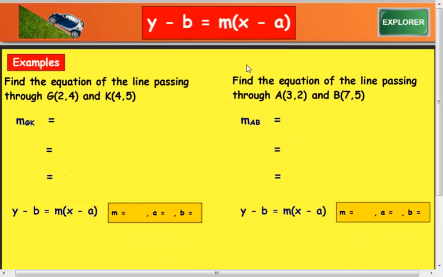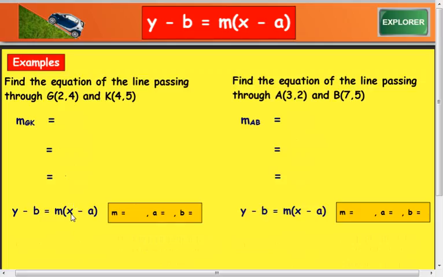In this lesson we're going to look at some harder examples with y take b equals mx take a. Let's look at this example here. Find the equation of the line passing through (2, 4) and (4, 5). Now the first thing you try to do in all these examples is you work out the gradient first. Now, eventually we're going into y take b equals mx take a.